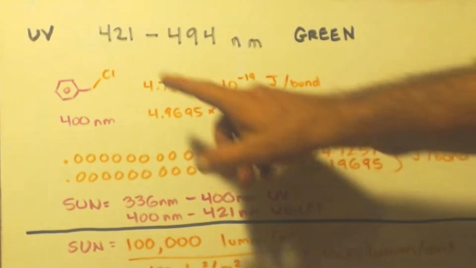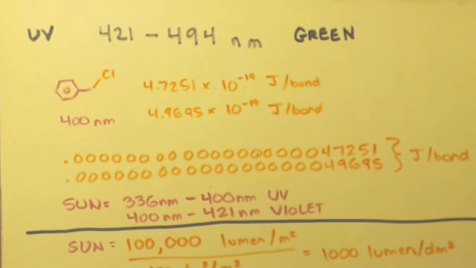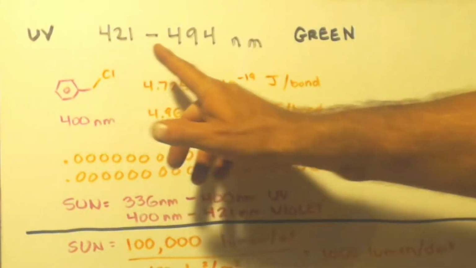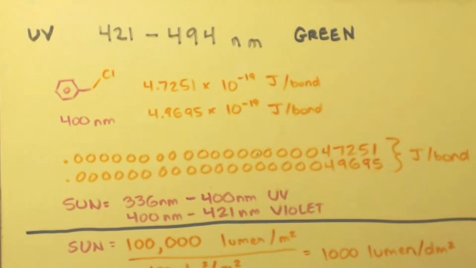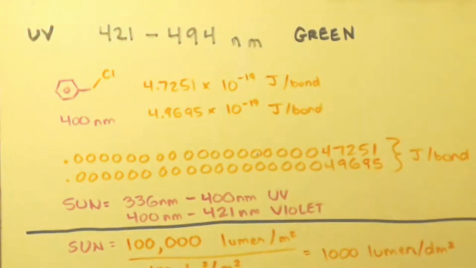But why did we want 421? Why didn't we want any UV rays? It was because at 421 nanometers, or anything lower than that, any shorter wavelengths, you're going to have enough energy to break these benzyl carbon chlorine bonds that you're making, right?